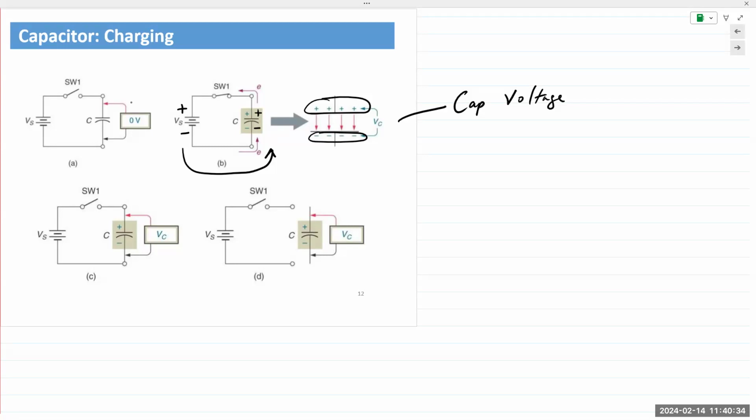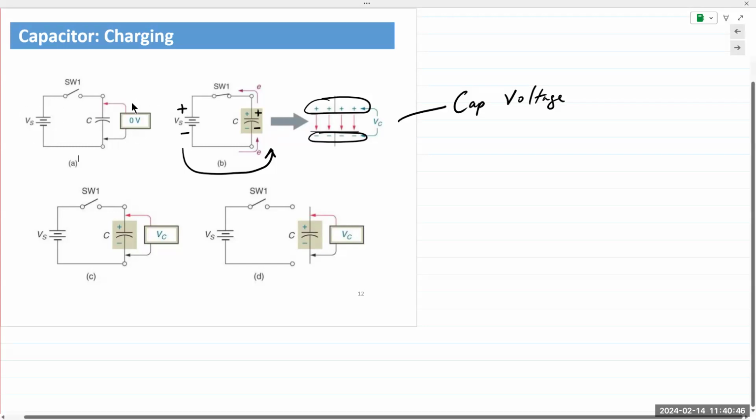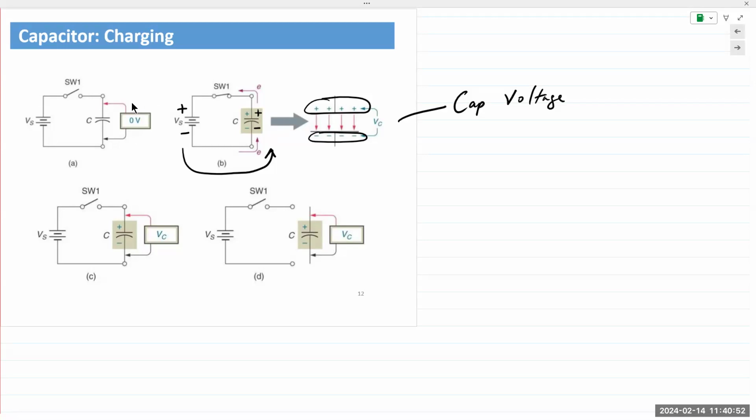There is Vs on one side, which has some value, and then we have capacitor voltage on the other side, which has zero volts. So as long as there is a charge imbalance, electrons will flow and we will have a capacitor voltage. Eventually, a state of balance will be reached where Vc equals Vs. The point where Vc equals Vs, we refer to as a fully charged capacitor. At that point, electrons will stop flowing.